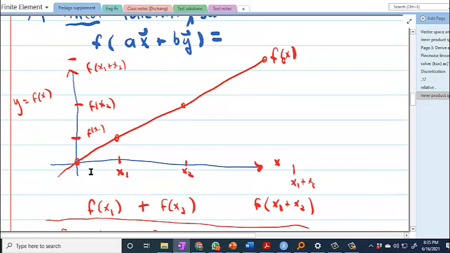Now notice a line that is not through the origin is not considered a linear function, even though the graph of the function is a line. A linear function must have a graph which is a line through the origin.